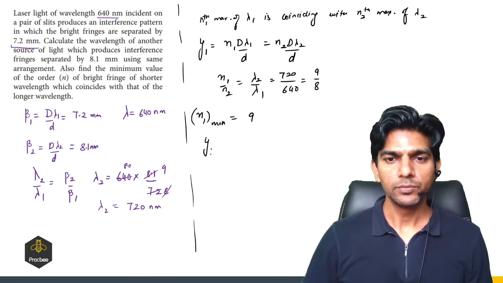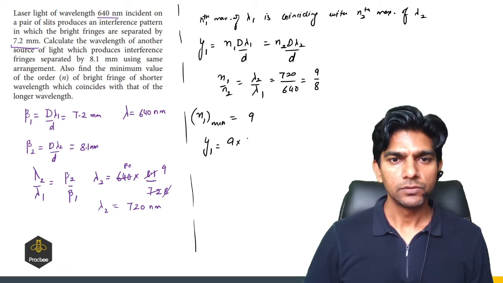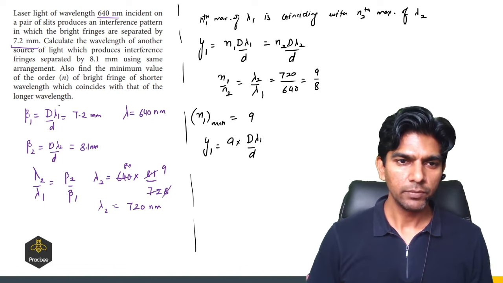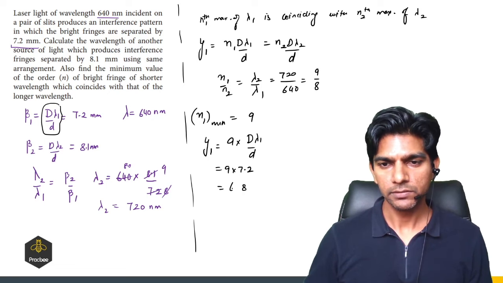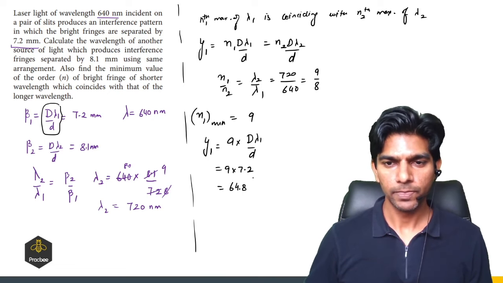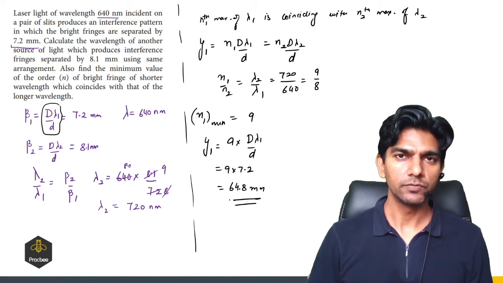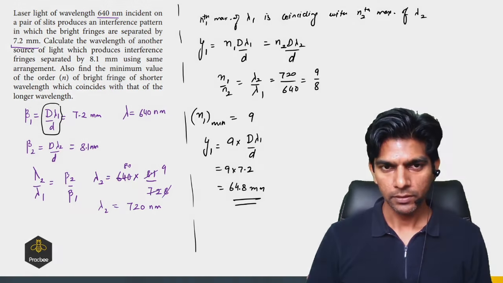So we can find the position. Y minimum will be 9 times D lambda 1 by small d. Now D lambda 1 by small d is nothing but 7.2, so it will be 9 times 7.2. So this will be 64.8 millimeter, which is the distance where the maxima of both the wavelengths are coinciding.